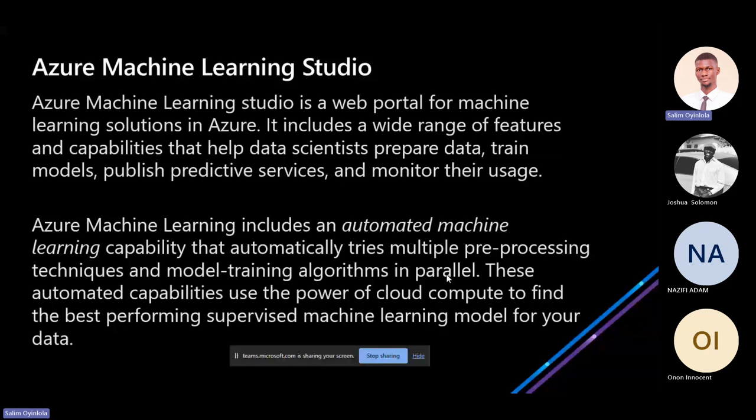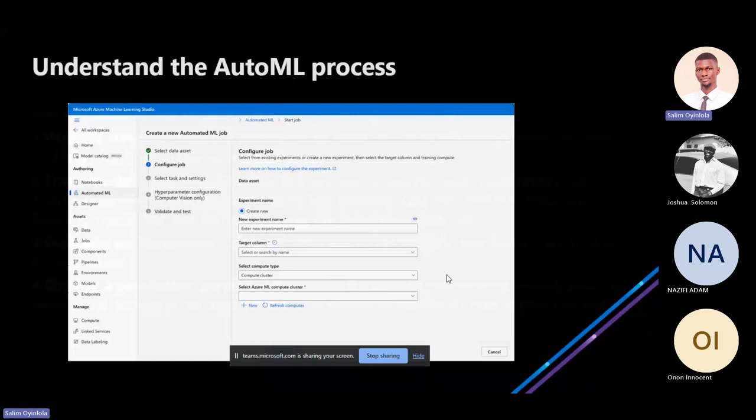This is what the Azure Machine Learning Studio looks like. We're going to have a demo session afterwards, so this is basically what it looks like, and we're going to walk through this. And this is what the AutoML process also looks like. We're going to learn more about this as we go on. And finally, let's talk about the AutoML process.